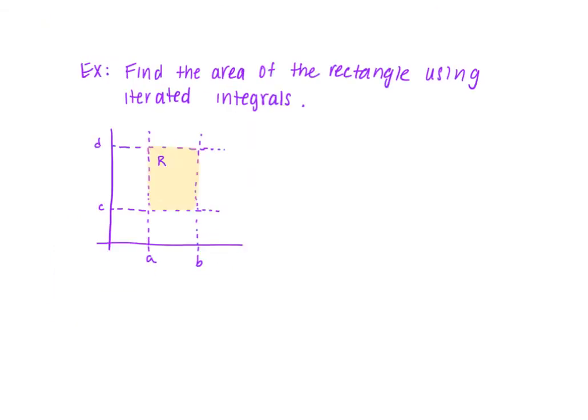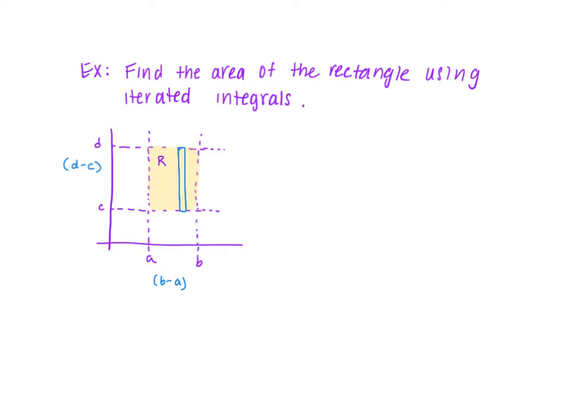So now we're going to actually start doing some integrals here. Find the area of the rectangle using iterated integrals. So we know that this is b minus a, that's the width of the rectangle, and the length is d minus c. But we're going to do this the long and complicated way. Instead of just multiplying length times width, we're actually going to set up an integral. It doesn't matter which one you do, so I'm going to do it with respect to y first. So my rectangle is going to be a vertical rectangle here.